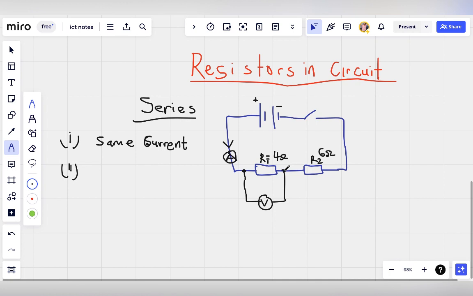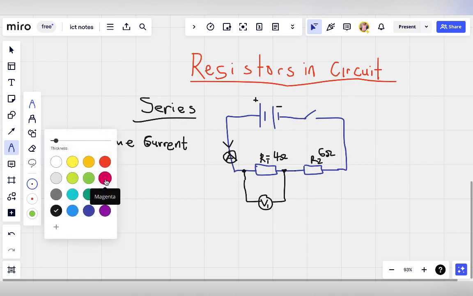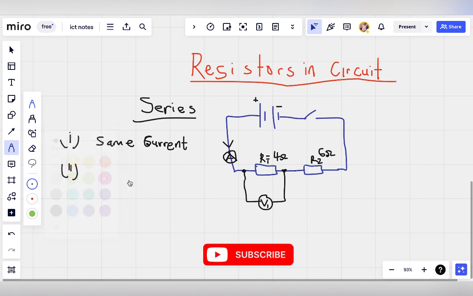Here's a terminal point, in order to measure the voltage. This is V1. This V1 will be different from this V2. The voltage here is different from the voltage here. The voltage in the two resistors are different. So here we have, let's take a different color.